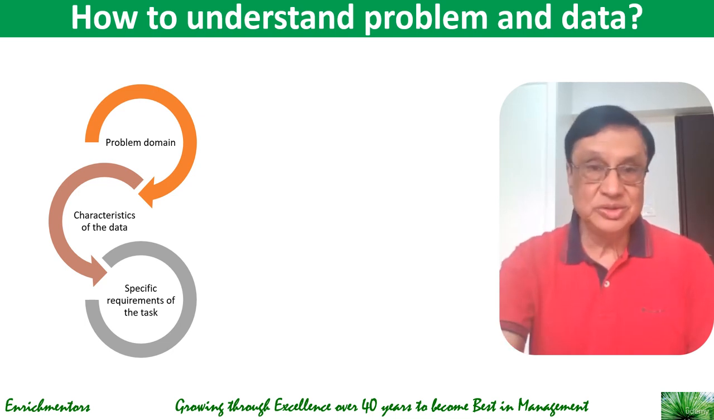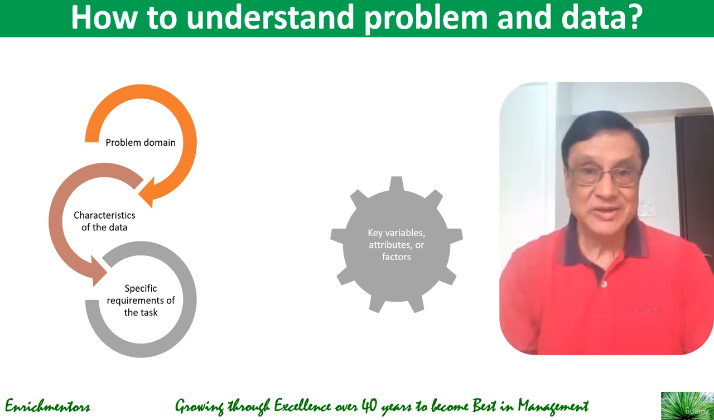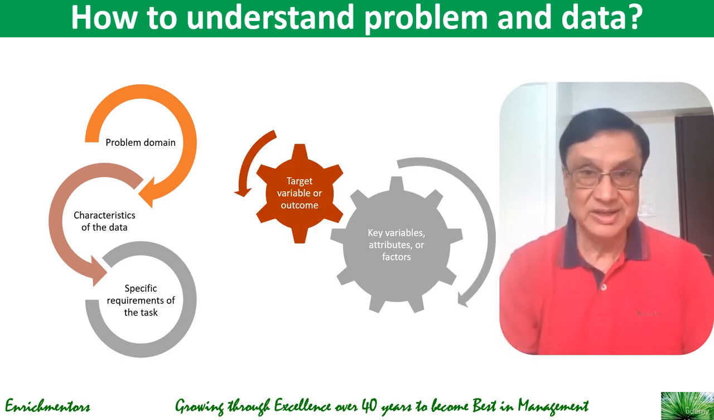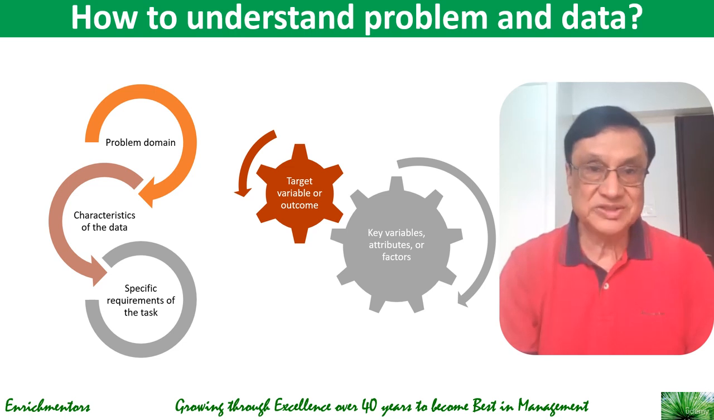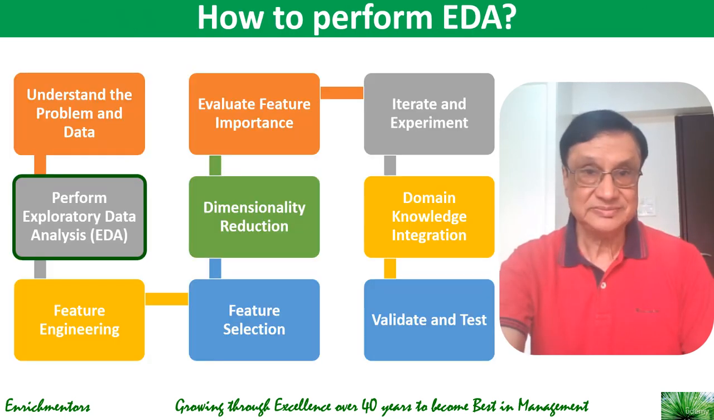Then you need to understand and identify the key variables, attributes or factors. These are the variables, attributes and factors that will influence your target variable or outcome. So in a way, you are starting to hypothesize here: what factors, what key variables could determine your output? You identify those based on your understanding of the problem, the data characteristics and specific requirements of the task.